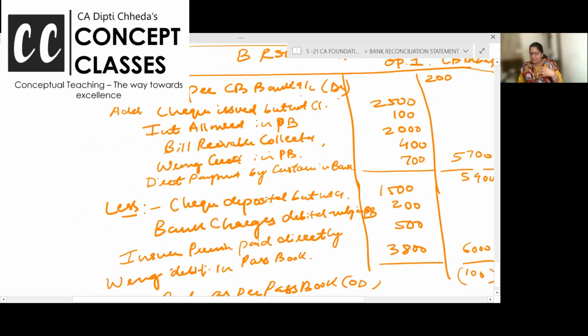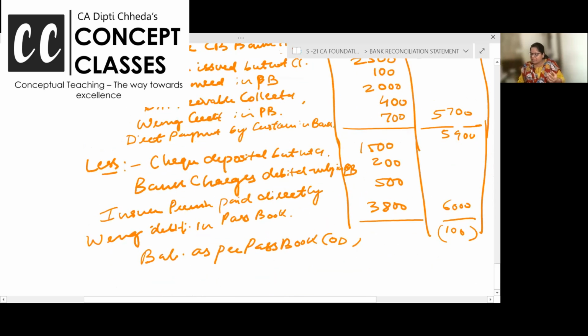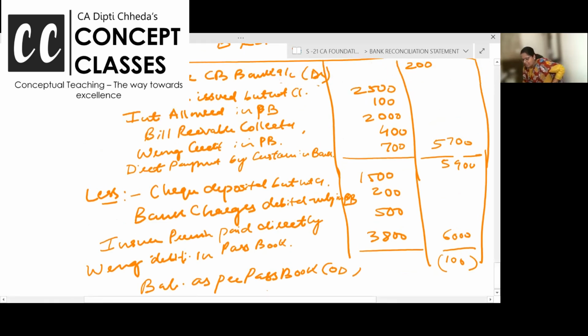How will this happen? Cash book debit balance means passbook credit balance. But here the passbook also has a negative balance. So this is balance as per passbook, overdraft. Clear to all of you? Check your mistakes and post it in the chat box. Two minutes, I'll be back. Anyone still wants an explanation for any add or less? Ask me.